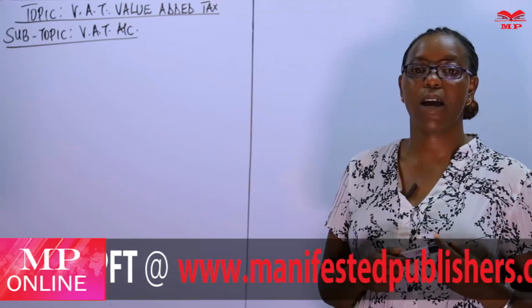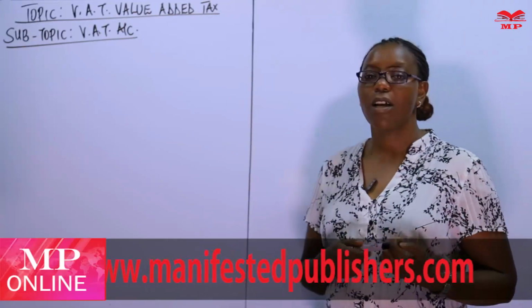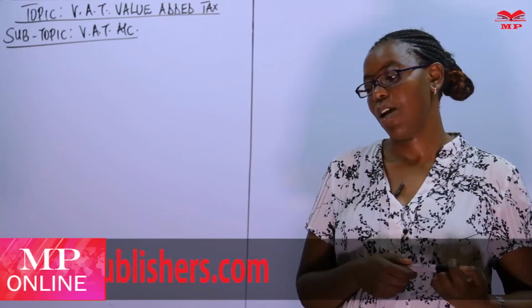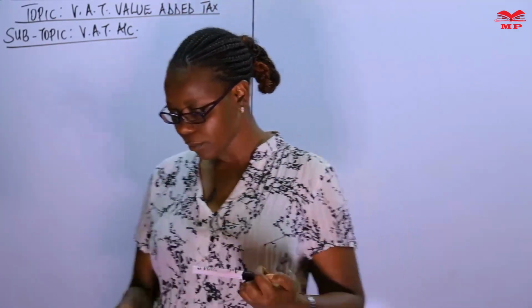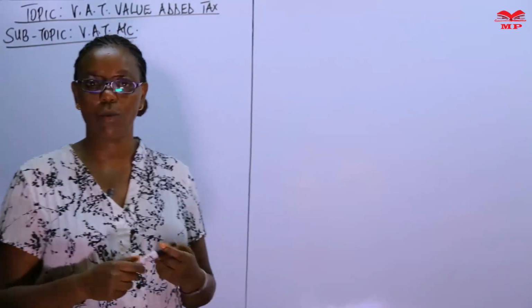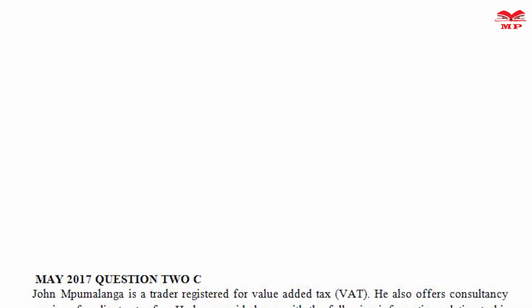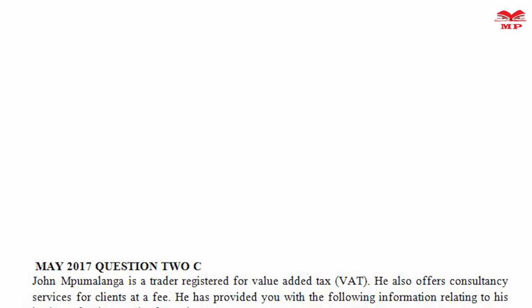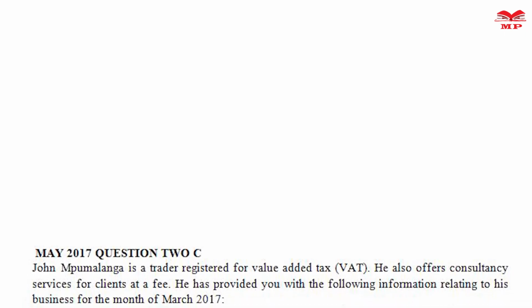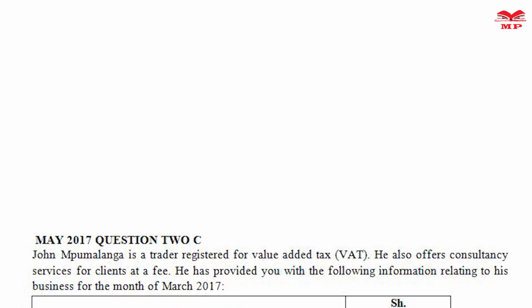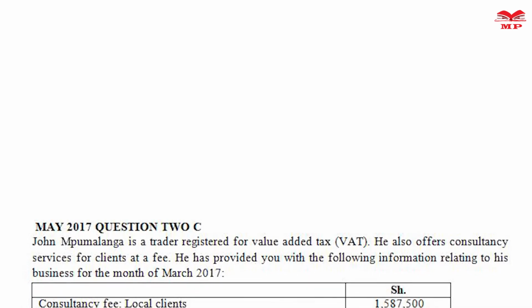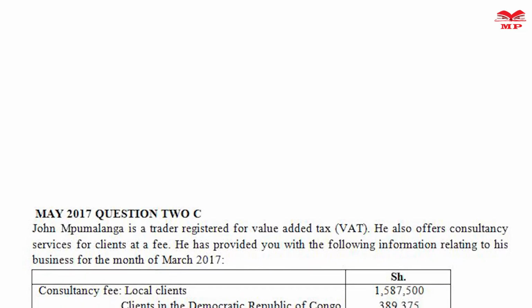We're going to look at an illustration, a past paper question that was examined by KASNEB in May 2017. Question number 2, part C. So we'll read together, then we will discuss, and then we will attempt the question on the board. The question reads: John Mpumalanga is a trader registered for VAT. He also offers consultancy services for clients at a fee. He has provided you with the following information relating to his business for the month of March 2017.